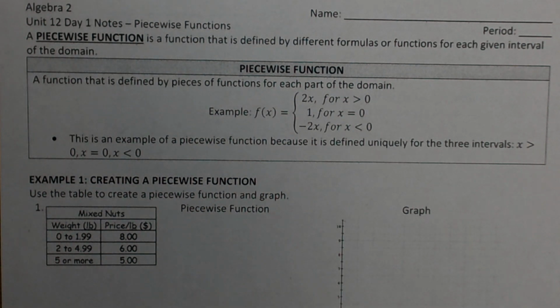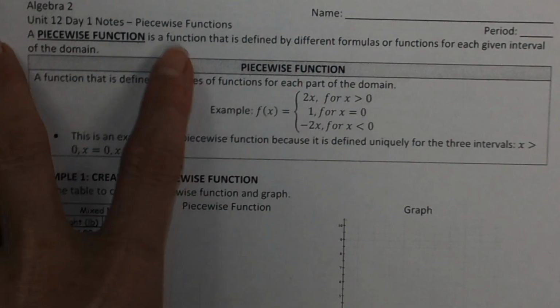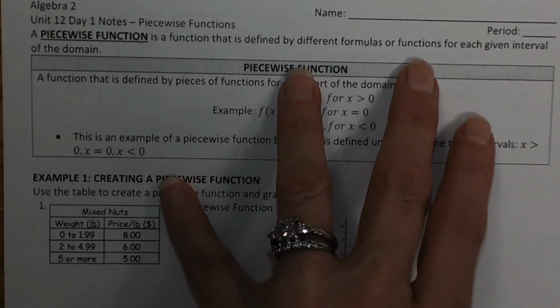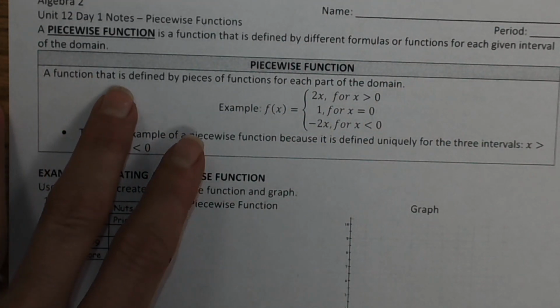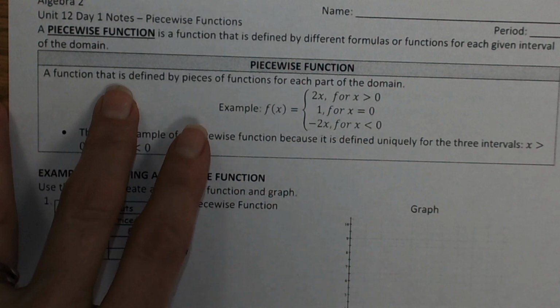Today we are doing 12.1, which is piecewise functions. So a piecewise function is a function that is defined by different formulas or functions for each given interval of the domain. Okay, so a function that is defined by pieces of functions for each part of the domain.